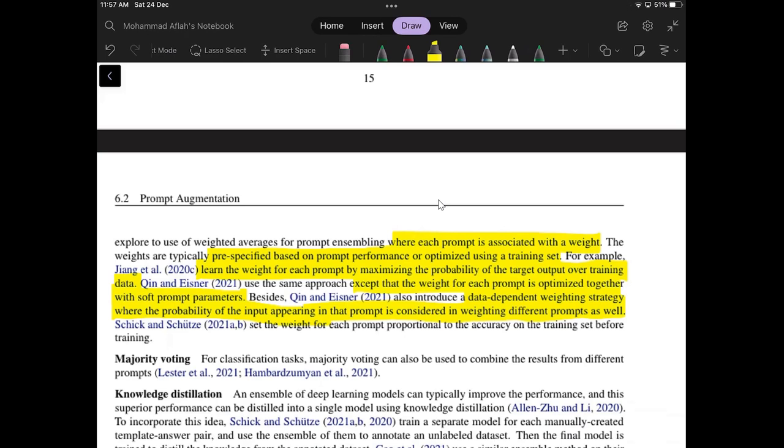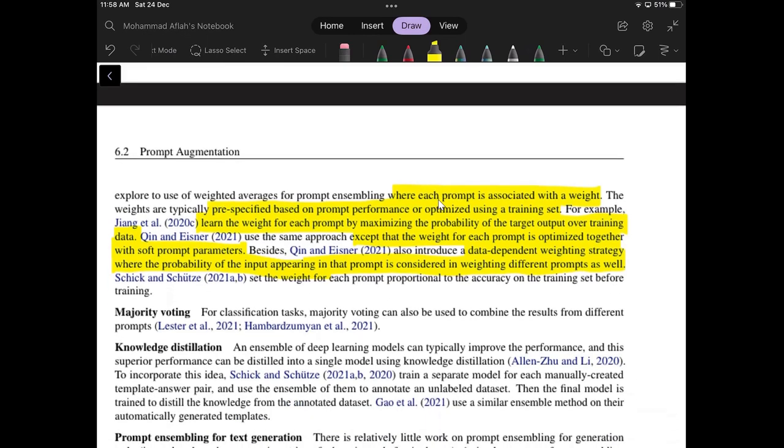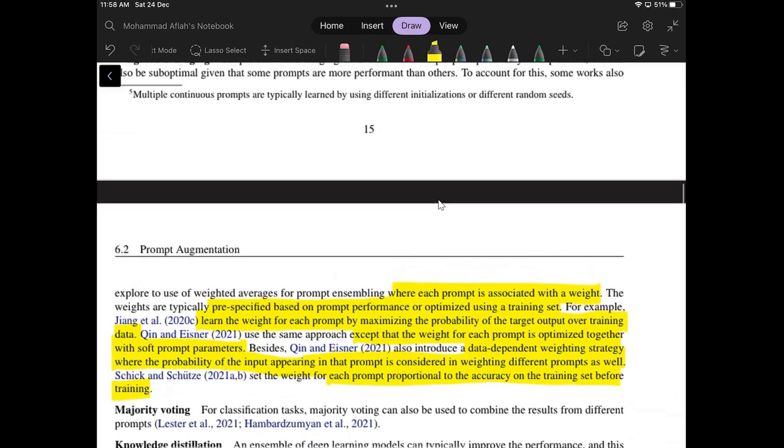So if the prompt occurs in the training data, then is the input likely to occur in that placeholder place, and so on. Gao et al. 2021 set the weight for each prompt proportional to the accuracy in the training set before training. So this seems like a more intuitive way. So the first and the third way. The second one also looks pretty ingenious, if I must say. But all of these make a lot of sense.